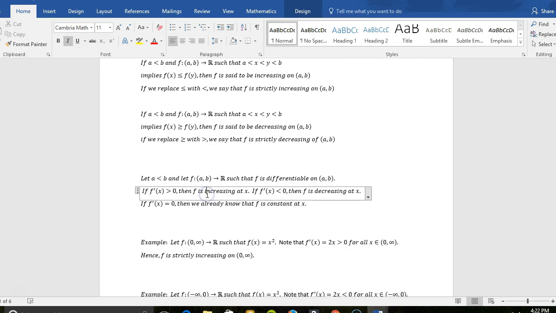And you know what? Actually, I can strengthen this. If f prime is greater than 0, we are strictly increasing. I can actually be more specific. And in a similar fashion, I can be more specific here. We're strictly decreasing. So sorry about that, guys. I could actually tell you more. I can be more specific.